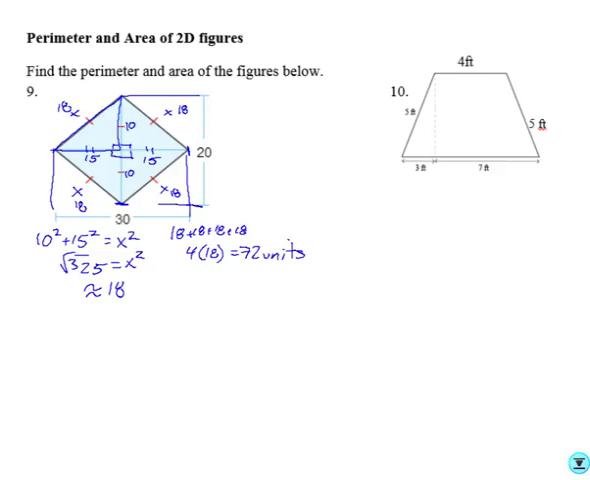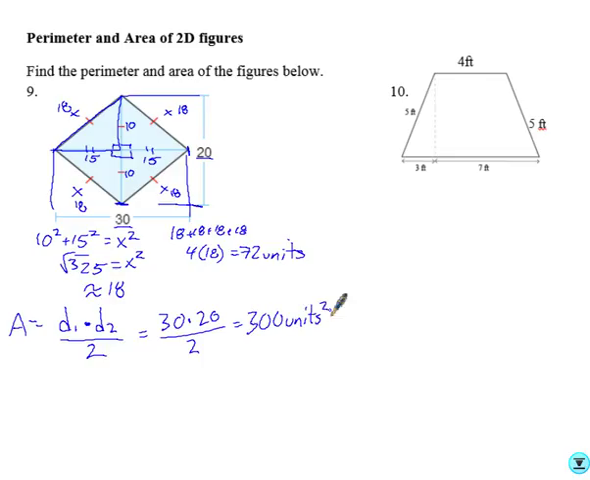So the area formula for a rhombus is diagonal 1 times diagonal 2 divided by 2. We are actually given those measurements. The diagonals here are 30 and 20. And so when I substitute those values in, it's just 30 times 20 divided by 2. 30 times 20 is 600. 600 divided by 2 is 300. And I'll just say units squared. So that would be the area of that rhombus.